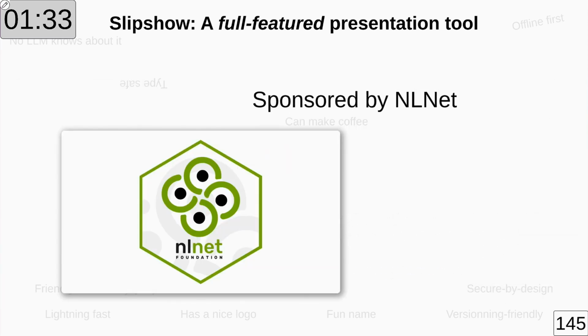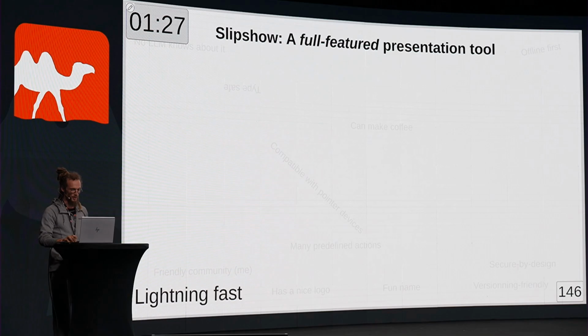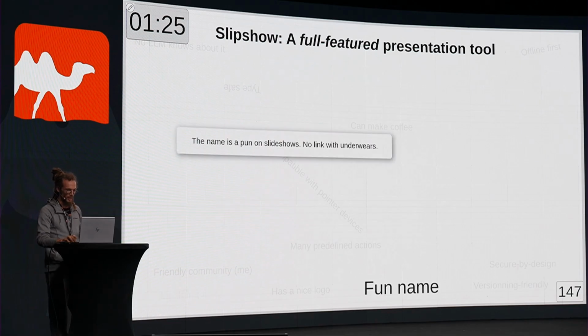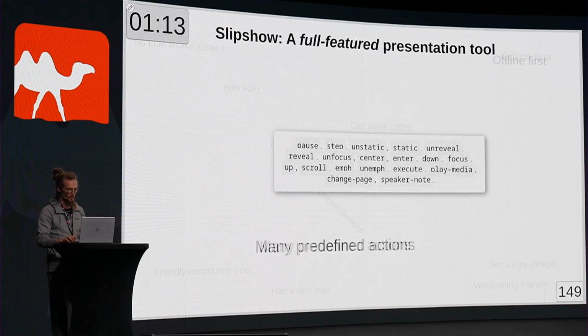It's sponsored by NLnet, thank you. I got a grant to work on this. It is lightning fast for some meaning of it. The name is a pun on slideshow, so for French people, it is like slideshow, but instead of sliding, you're sleeping. Offline first, you don't need internet when you have it.